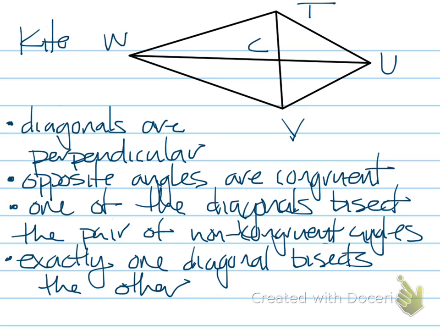The diagonals for a kite are perpendicular. The opposite angles are congruent. One of the diagonals bisects the pair of non-congruent angles, and exactly one diagonal bisects the other.